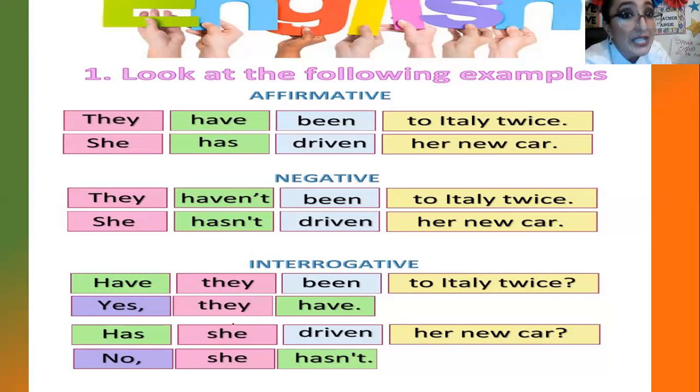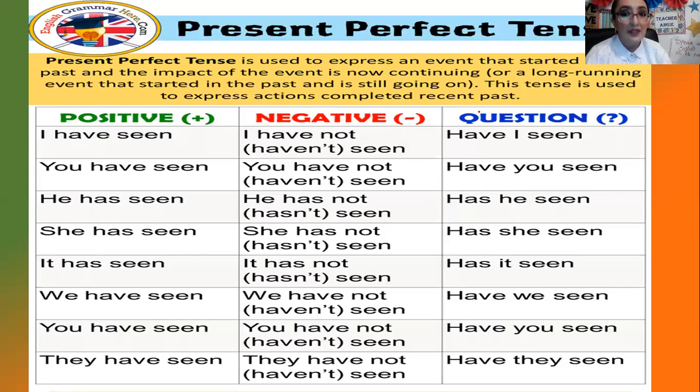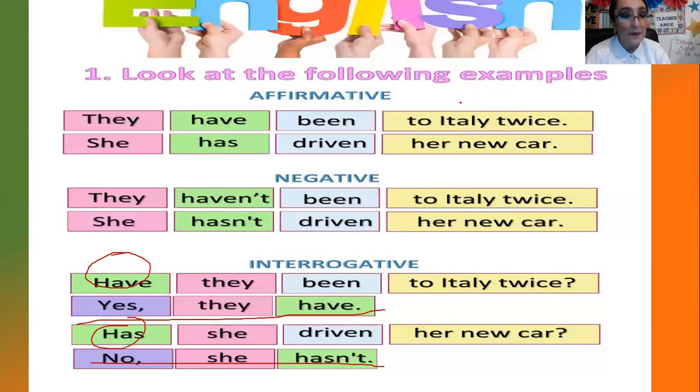They have been to Italy twice. She has driven her new car. She hasn't driven her new car. Have they? Has she? Yes, they have. Yes, she has. No, he hasn't. No, they haven't. If I ask with this, I need to answer with this. I can be using names instead of pronouns. That is going to be the present perfect, okay?